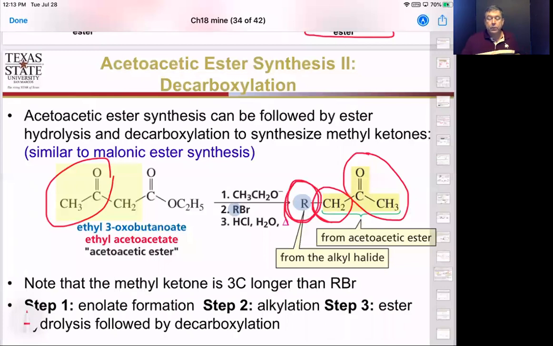Okay. So you can do 1 substitution or 2 substitutions, but the net result is you're adding this methyl ketone to the end of a chain. You're adding a total of 3 carbons to whatever alkyl halide you had, after you do the decarboxylation. So in the malonic ester synthesis, you add a total of 2 carbons and a carboxylic acid. In the acetoacetic ester synthesis, you're adding a total of 3 carbons and a methyl ketone. So that's one good way to keep them separated in your head.